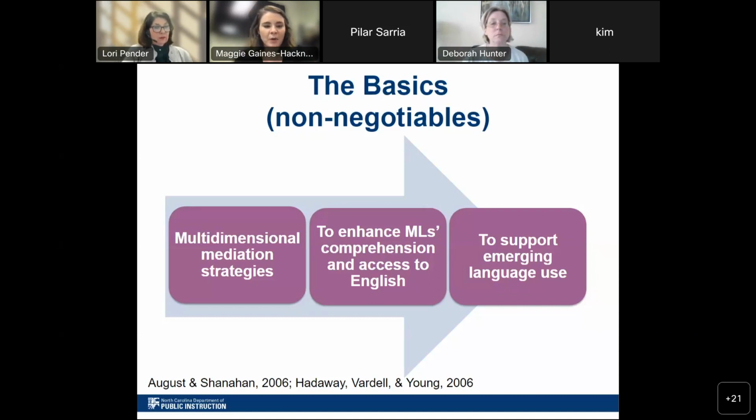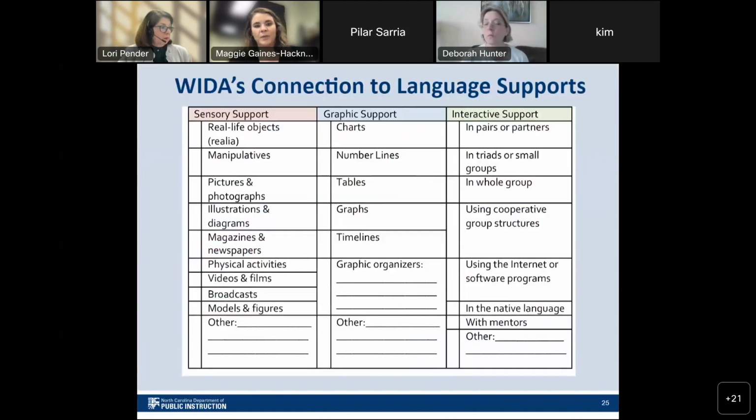So you have multidimensional mediation strategies. Everything that you do must be to enhance our multilingual learners' comprehension and access to English. And then you have to support them with the emerging language use. And I think that you'll see in just a few minutes how WIDA plays into this, and Lori got there. This is WIDA's connection to the language supports.